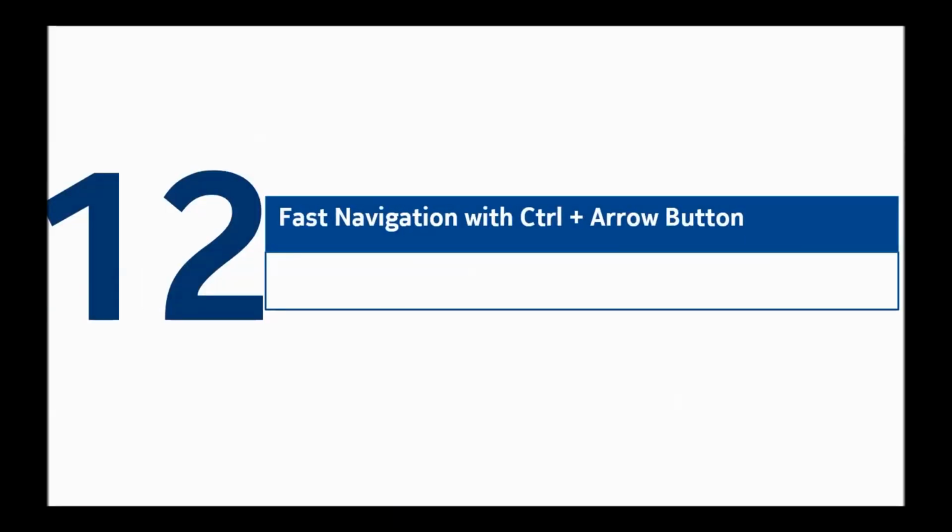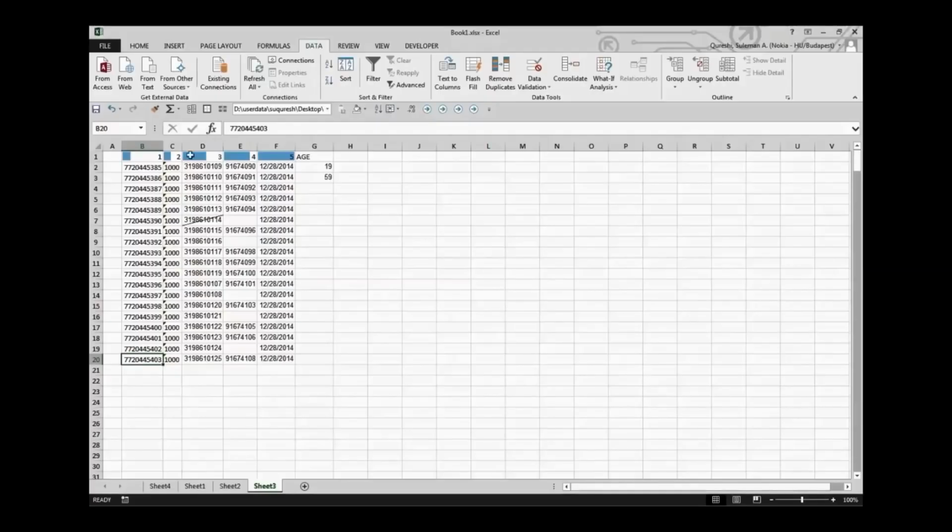Fast navigation with Control plus arrow keys. Yes, when you are in Excel, it's very easy to move with Control and an arrow. You see, I can move with Control and an arrow across the sheet. So you can easily go to the other end of the sheet with Control and an arrow. It makes navigation fast.